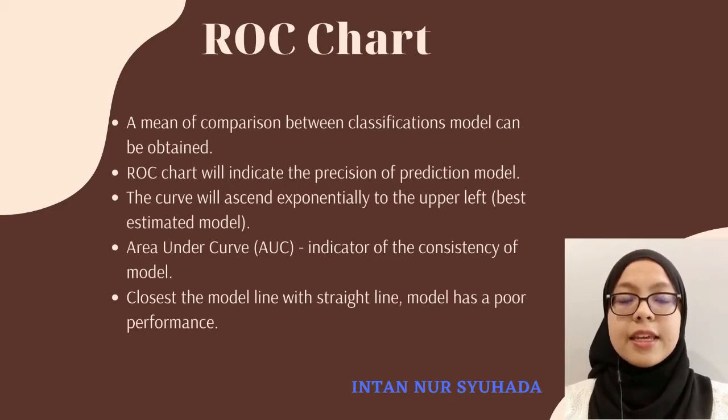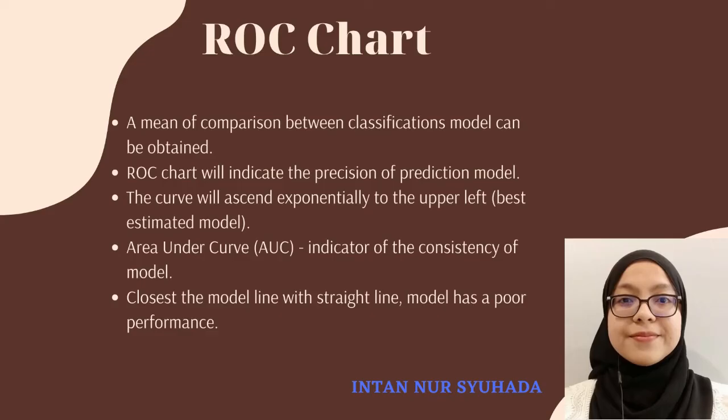And as an indicator of consistency of the model, AUC, which means area under curve, will be used. To get a perfect classifier, the area under curve value must be equal to 1. In the ROC chart, the closer the model line is to the straight diagonal line, the poorer the performance of the model. But if the model line is far from the straight line, that shows that the model has the best performance.